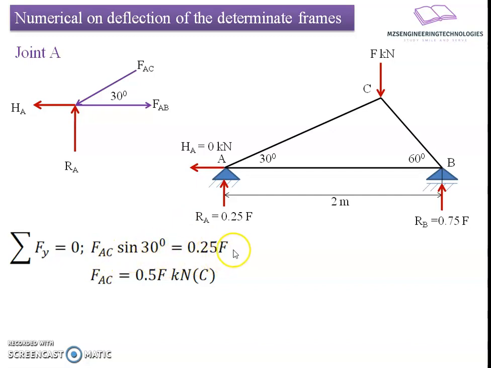30 degree is equal to 0.25 times F. From this we can get the value of FAC is equal to 0.5 F kilonewton, and the nature of the force is compressive.